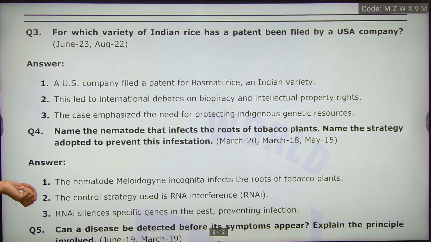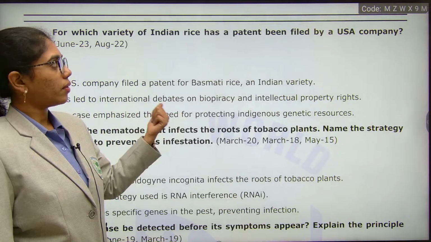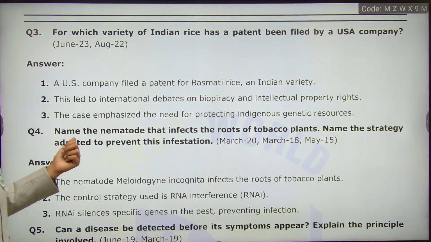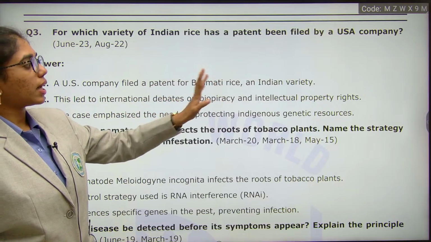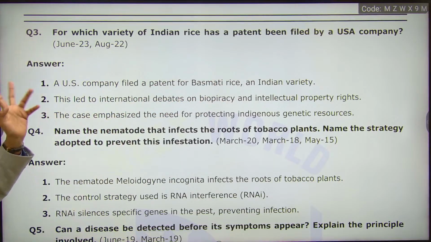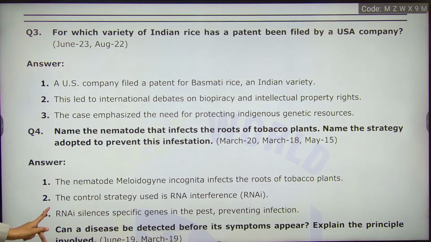Next, for which variety of Indian rice has a patent been filed by a USA company? It is for Basmati rice, which is an Indian variety. The patent right has been filed. That is the major point that will be looked for.